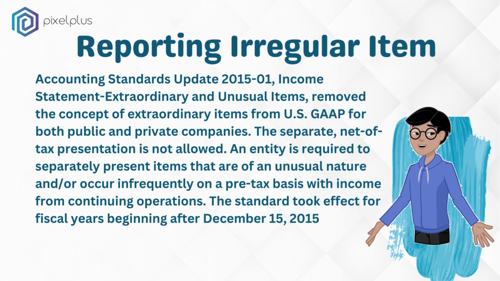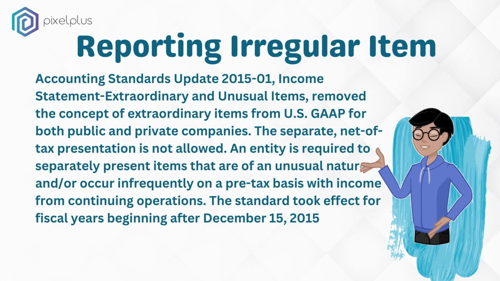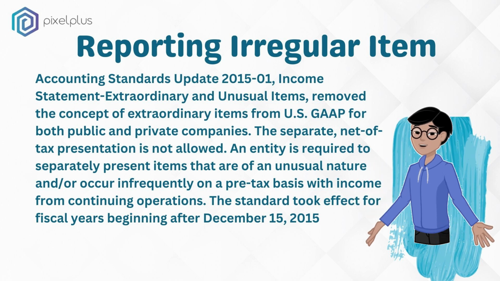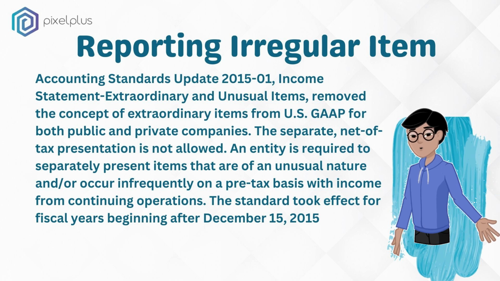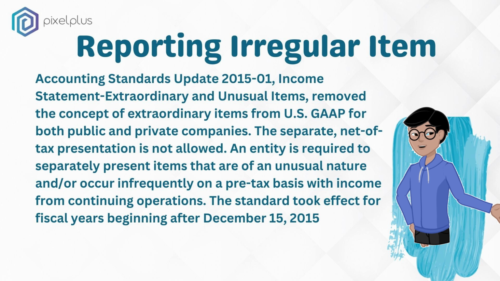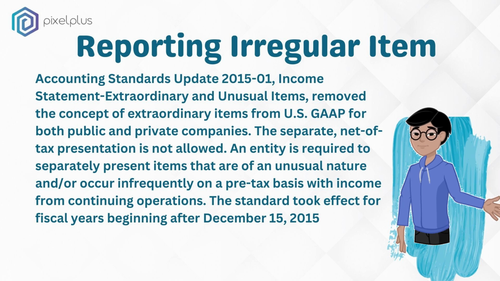Reporting irregular item. Now, what does the standard say about it? Accounting Standards Update 2015-01, Income Statement, Extraordinary and Unusual Items, removed the concept of extraordinary items from US GAAP for both public and private sector companies. The separate net of tax presentation is not allowed. An entity is required to separately present items that are of an unusual nature or occur infrequently on a pre-tax basis within income from continuing operation. The standard took effect from fiscal years beginning after December 15, 2015.